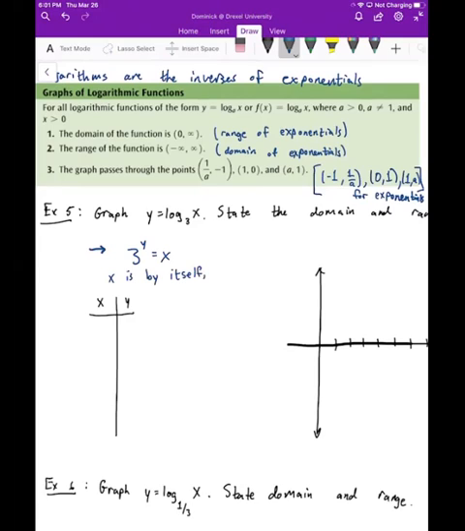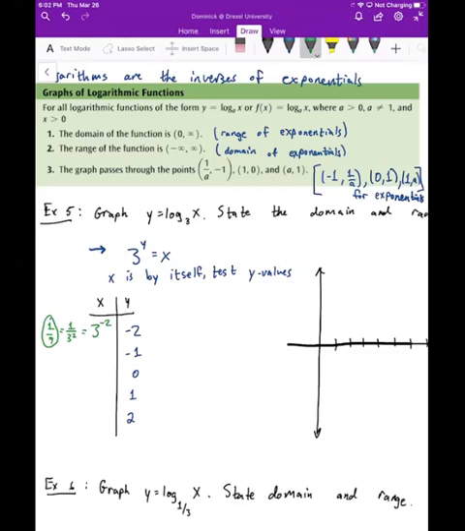So instead of picking x values to test, as we usually would, we're going to test y values. I'm going to make my y values -2, -1, 0, 1, and 2, and then get the corresponding x values. If y is -2, that means x is 3 to the -2. Again, this is just negative exponents. This is 1 over 3 squared, so 1 over 9.